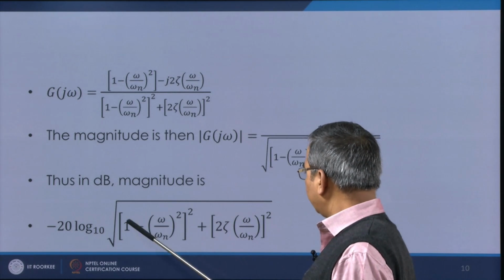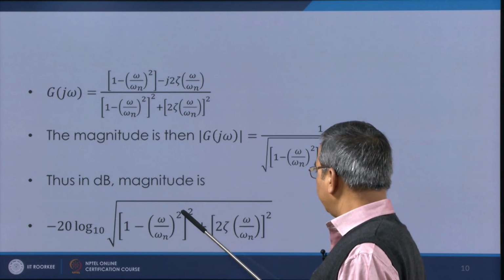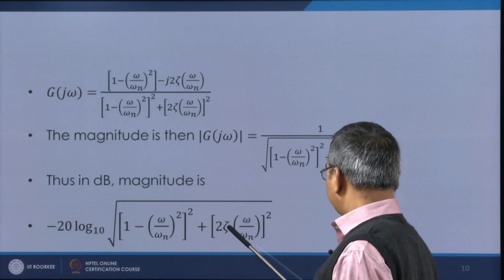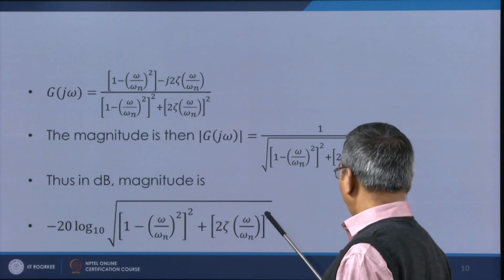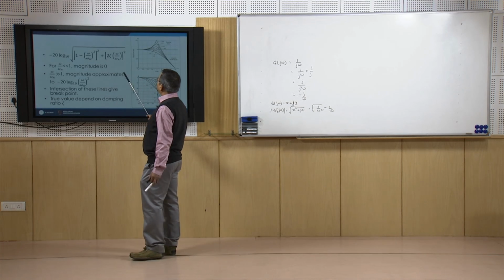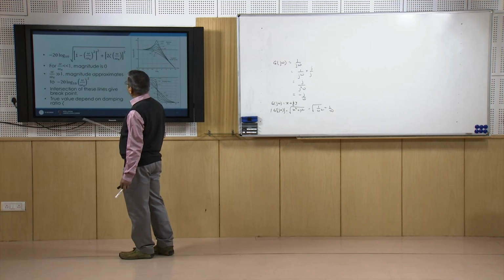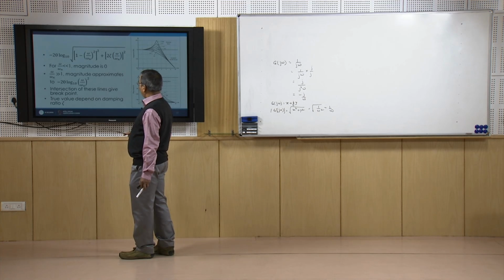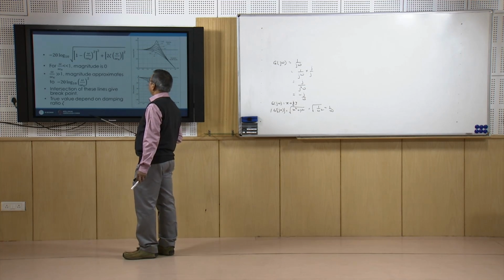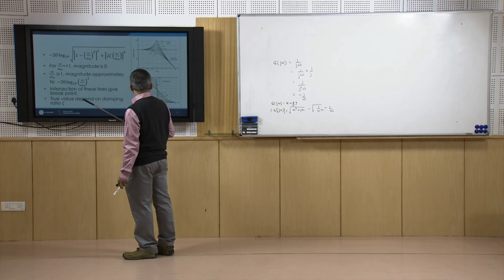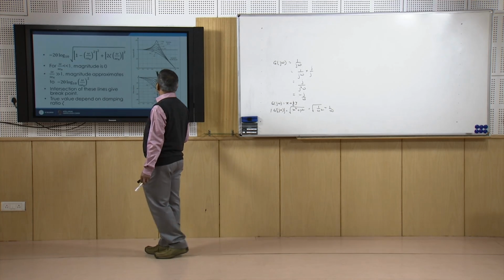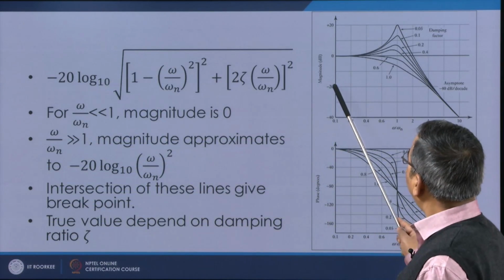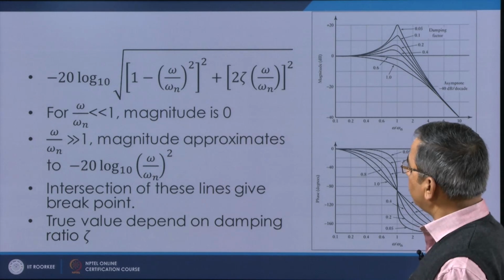this magnitude can be written as minus 20 log 10 under root of this whole factor, that is (1 minus (omega by omega n) square) whole square plus (2 zeta omega by omega n) whole square. Now, let us see the behavior for this, that is the plot of this magnitude with omega by omega n. So, here we have in the x axis omega by omega n and in the y axis the magnitude plotted.